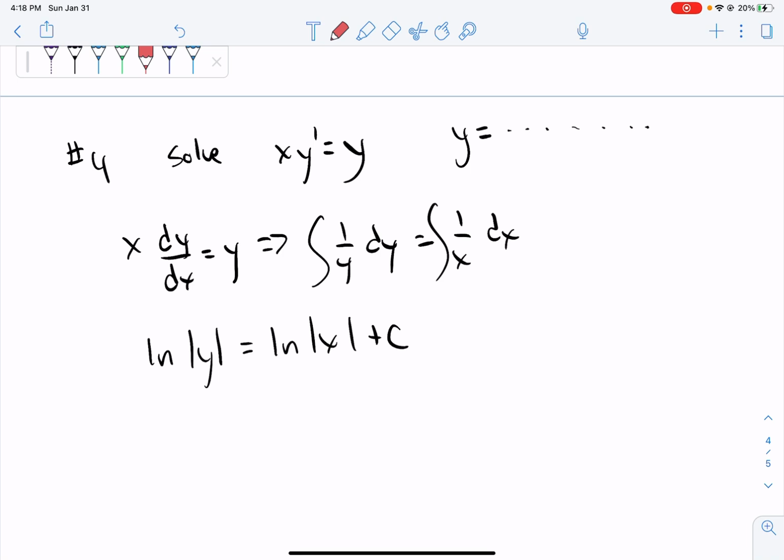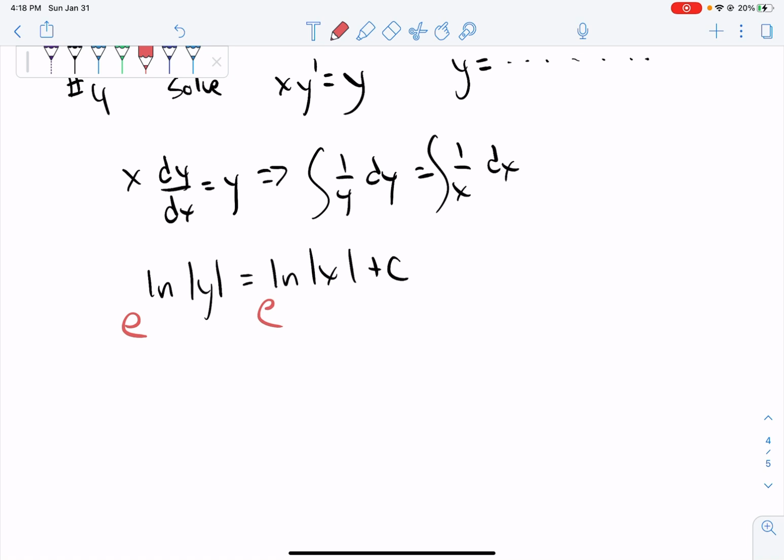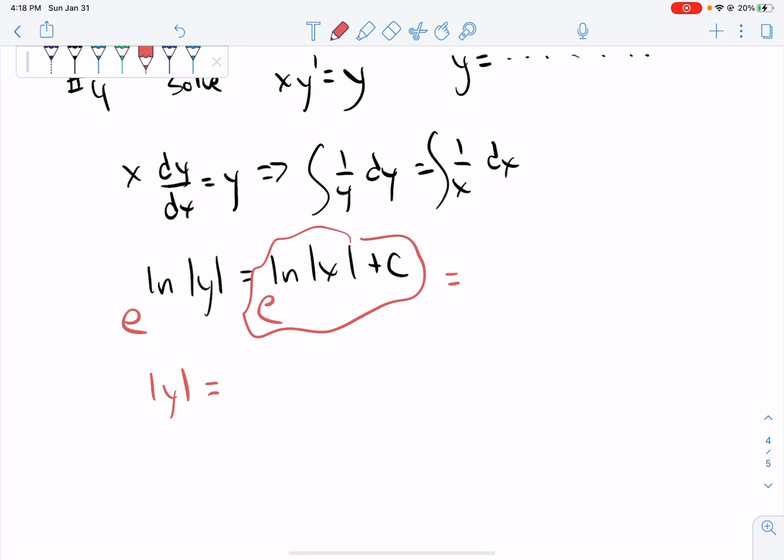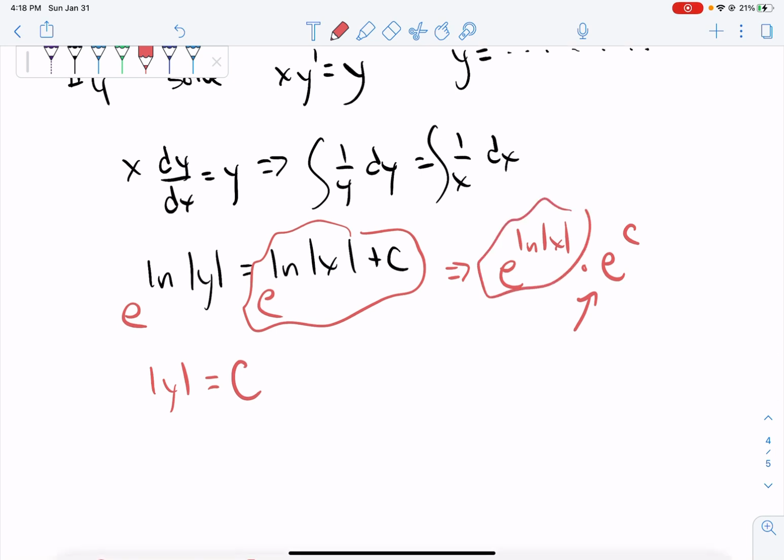Now from here, we've been doing these for a while now. We're going to raise both sides to the e. So I end up with e to the natural log of y. So the e and the natural log cancel out. So I get absolute value of y is going to equal e to the natural log of x plus c. Remember this part right here, and we've done this quite a few times. We can rewrite that as e to the natural log of x times e to the c. And what I like about that is e to the c is just some big constant. And e to the natural log of the absolute value of x is just absolute value of x.